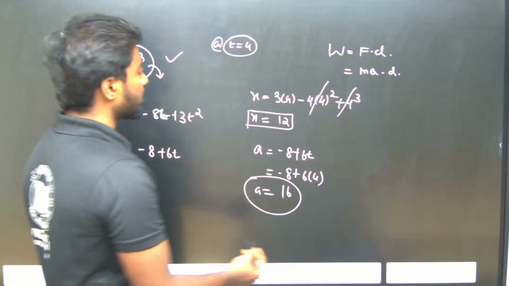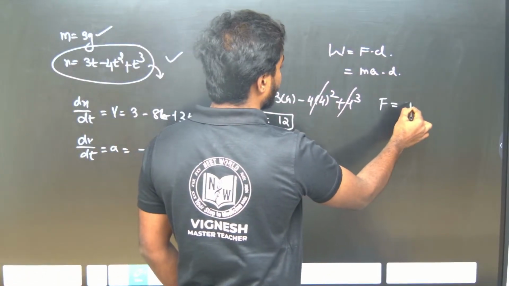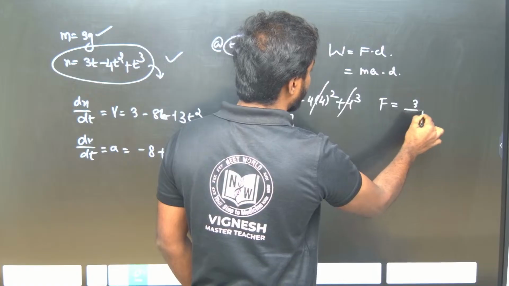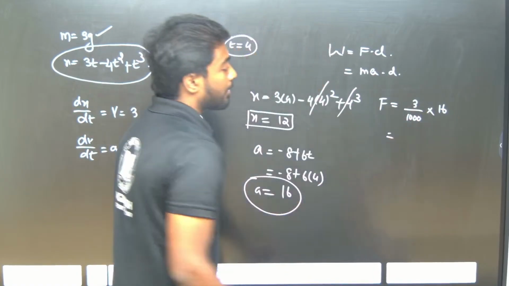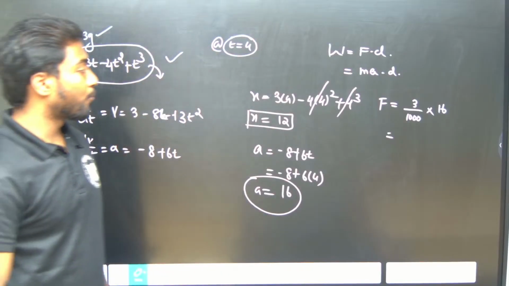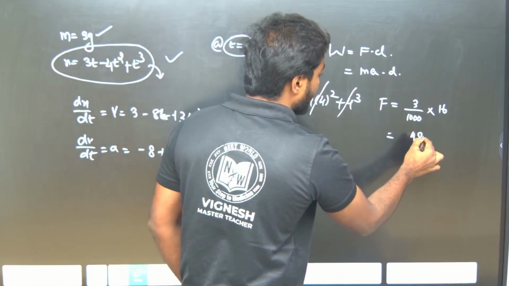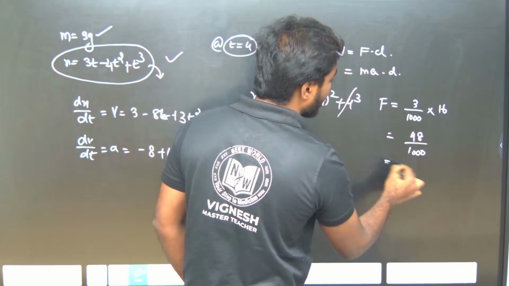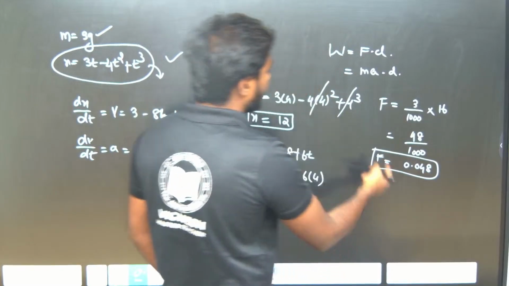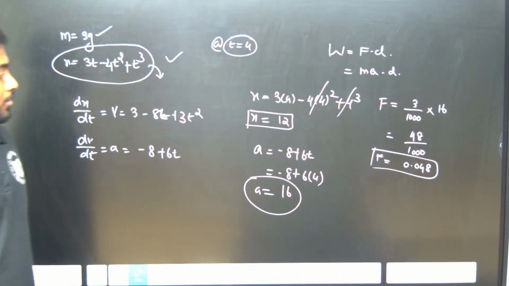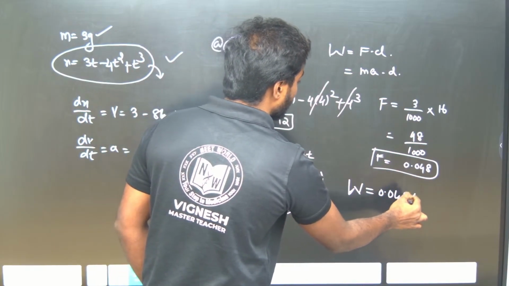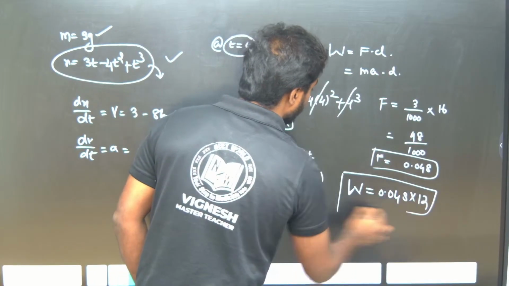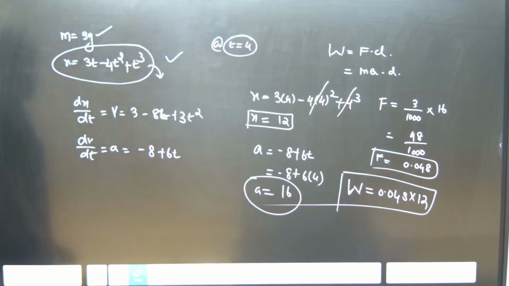Now I need to find the force. Force is mass into acceleration. Mass is 3 gram, that is 3 by 1000, into 16. So 16 threes are 48, divided by 1000, which is 0.048. And displacement is 12. So work done will be equal to 0.048 into 12. I'll get the work done as the final answer.